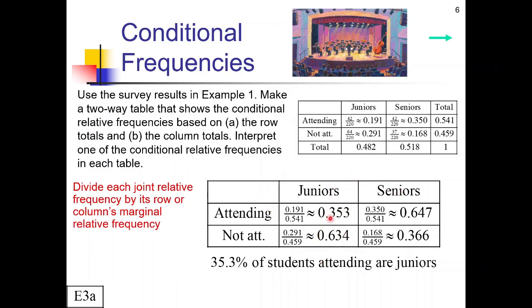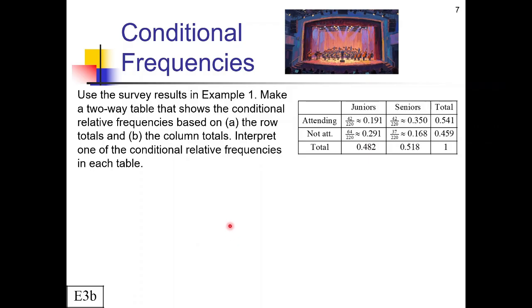Now this number up here is not saying that 35.3% of juniors are attending, because juniors wasn't the category we used to divide everything. So that's what's making all the difference here, which category you used to do your division. So we're going to do one more of those conditional tables, this time based on column totals instead of the row totals. So we're using these column totals down here. Pause the video and try that out.